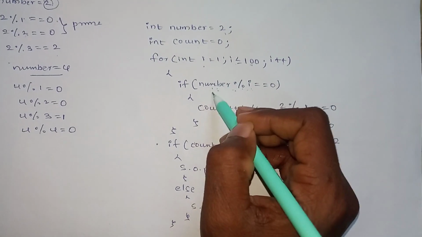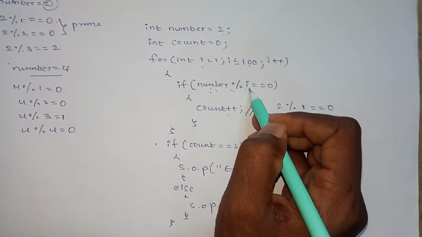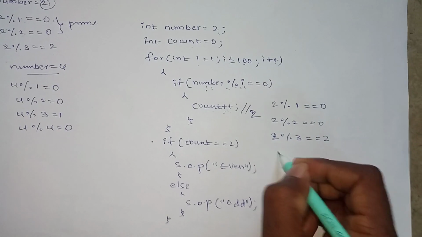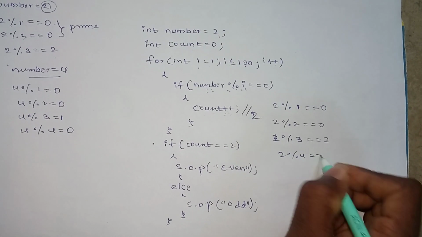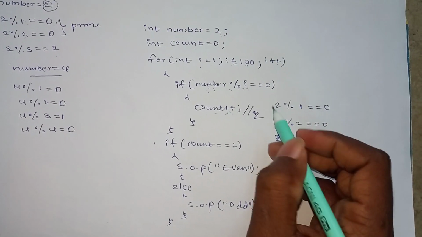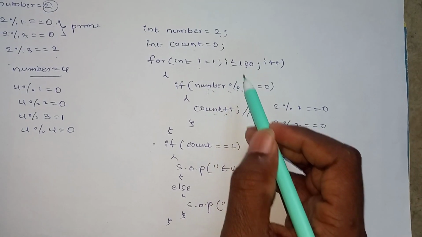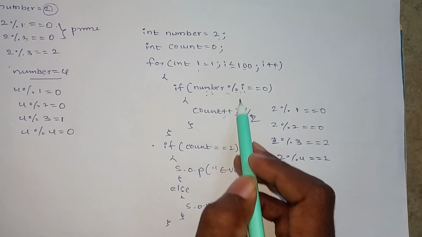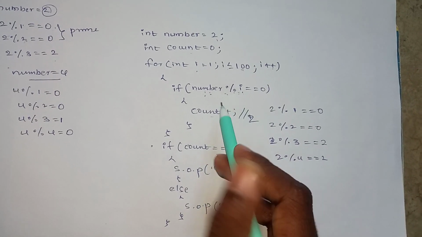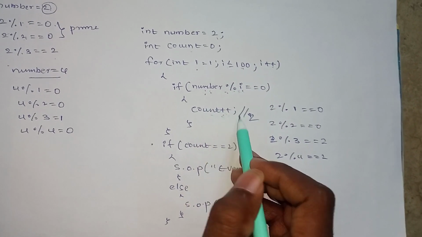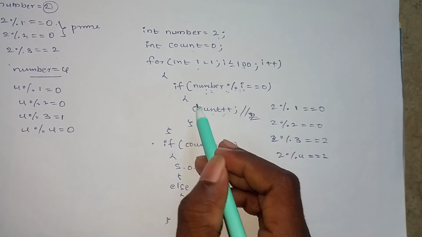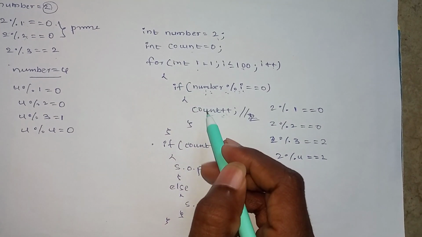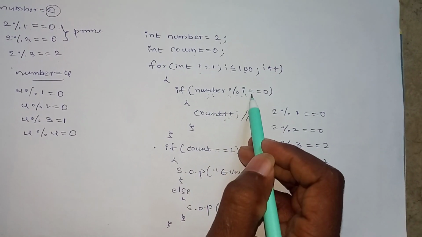Condition true. Enters into the for loop. Number modulus i. Number is 2, i is 4. That is 2 modulus 4. But it gives a remainder 2. So as long as the value of i is from 3 to 100, it will not give the remainder as 0. So count will be only 2. So till 100 it will not give the remainder 0.